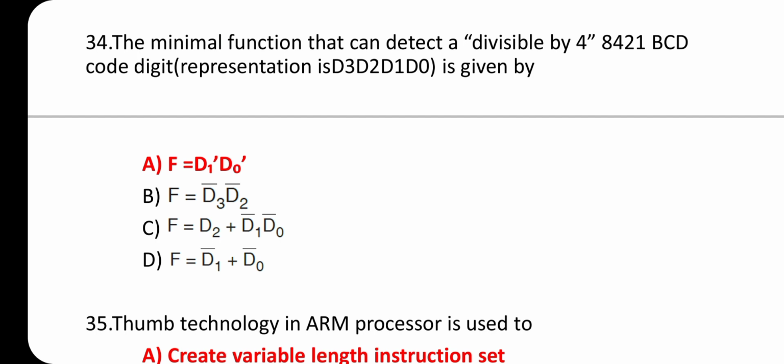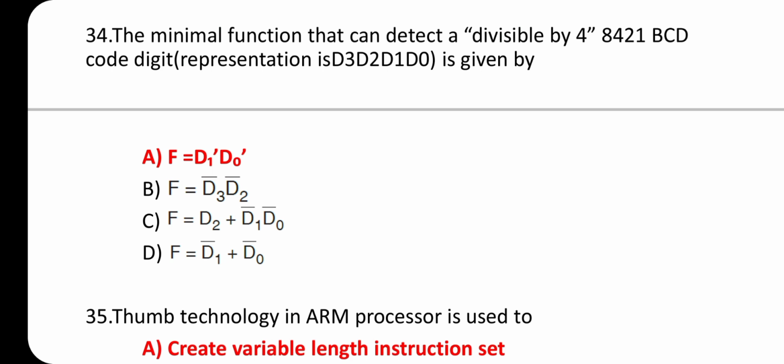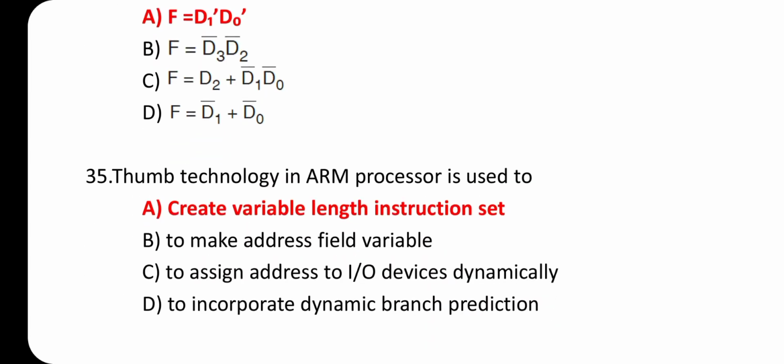The minimal function that can detect a number divisible by 4 in 8421 BCD code digit representation D3, D2, D1, D0: draw a K-map and group the cells 0, 4, 8, 12 divisible by 4, and when we minimize, we get this answer. Option A, F equals D1 bar D0 bar.